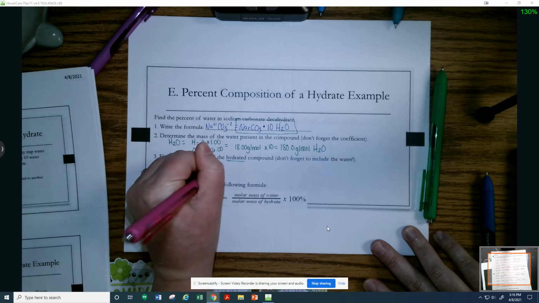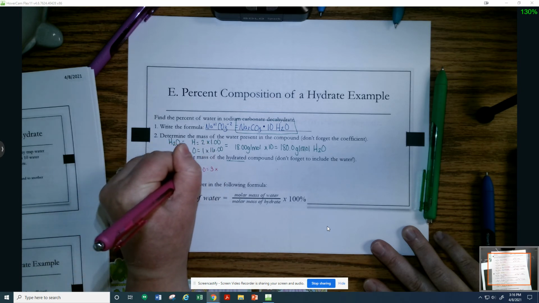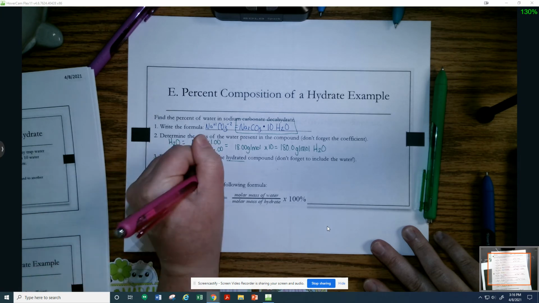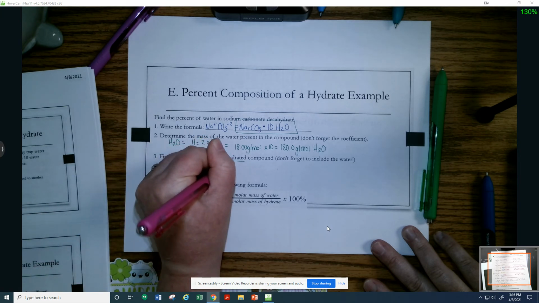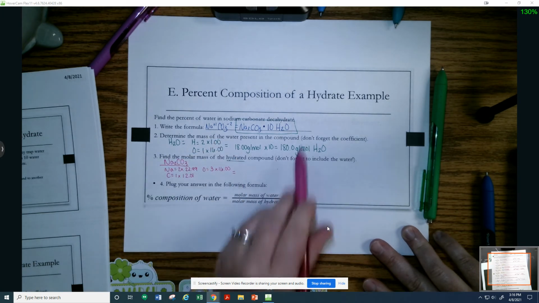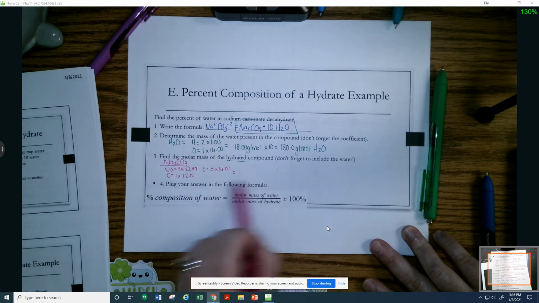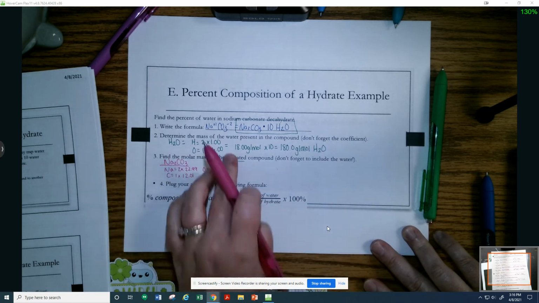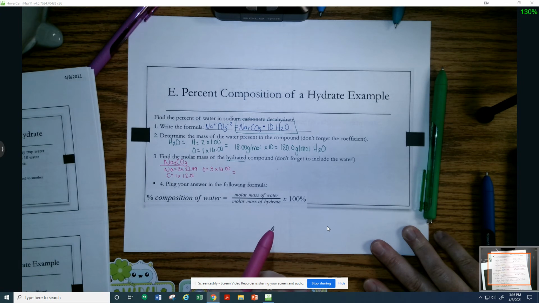Let's see here. So sodium is 22.99, carbon is 12.01, and oxygen is 16. So we're going back to our regular ways because we're not finding individual things with hydrates. I'm not asking you to find these individual things. All I care about is what percentage of it is the water. So we're going to go ahead and get a grand total for the entire compound.